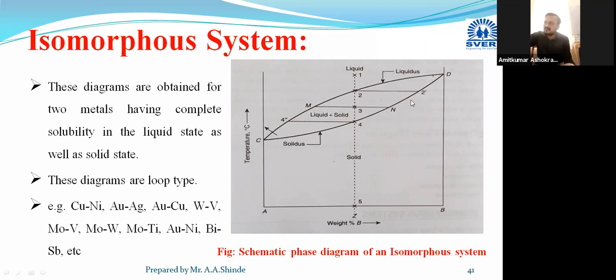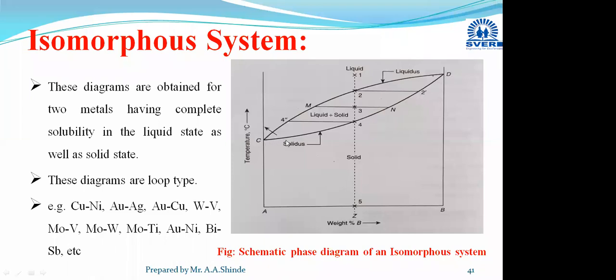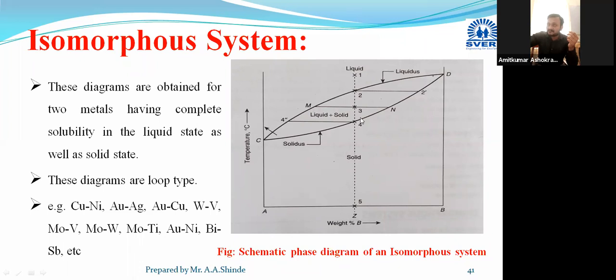Now in this equilibrium diagram, I have highlighted the liquidus line, the line above CMD. Above this line, the alloy is in liquid state. And CND is the solidus line. Above the liquidus line, the alloy will be in liquid state only, and below the solidus line, the alloy will be in solid state only. Hence, to find out the amount of solid and liquid, you have to refer to the solidus line and liquidus line.